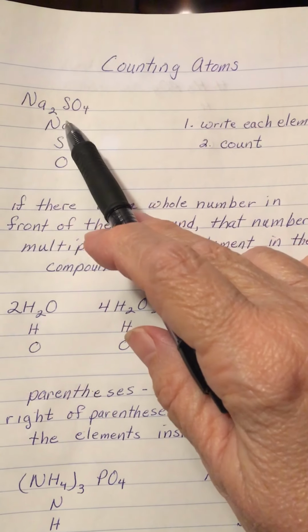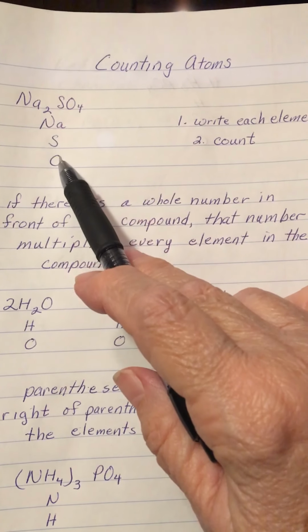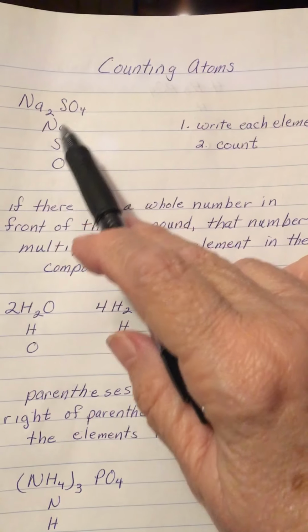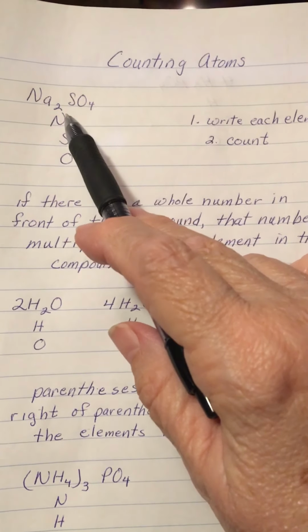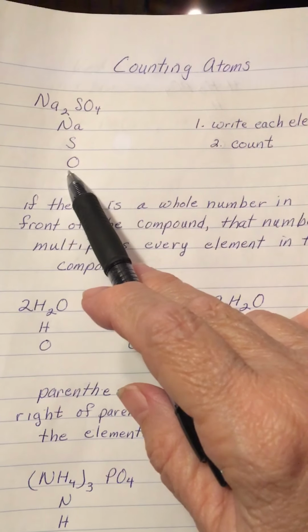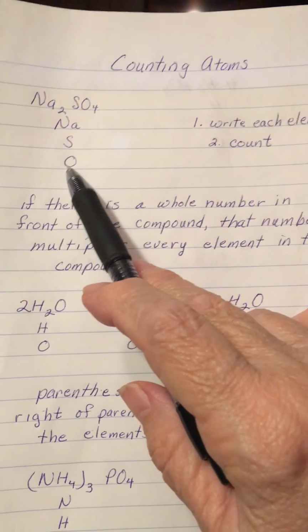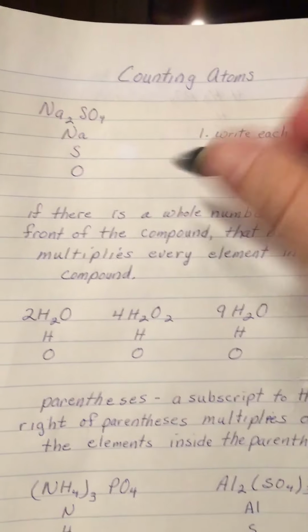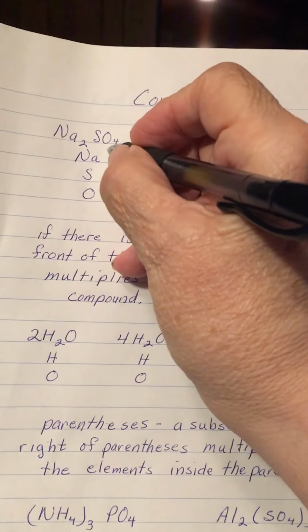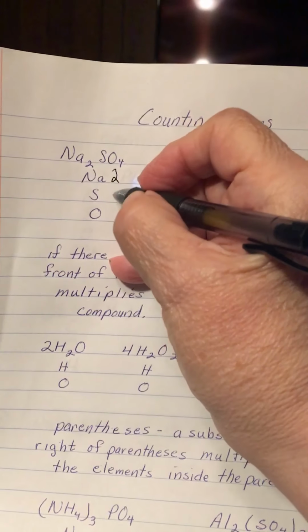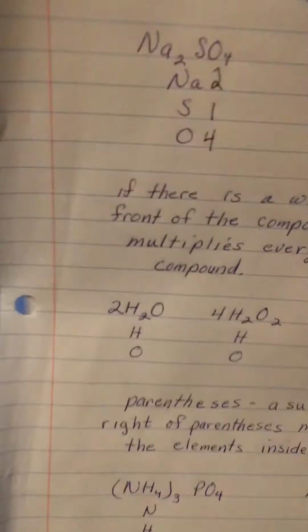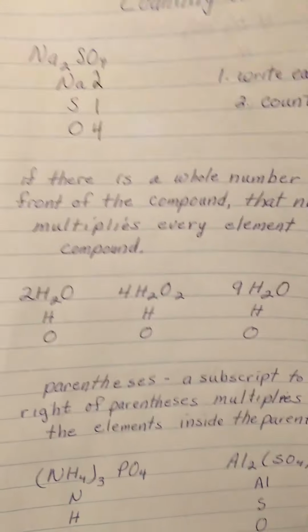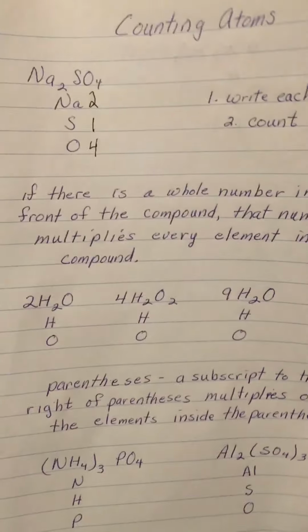First thing we do is we write each element we see in the formula. And then we simply count them. Now I know you can look at this and tell me how many of each one there are, but I want you to write them down this way in preparation for doing it when we do equations. So we have 2, 1, and 4 oxygen. So we've done several of those before.